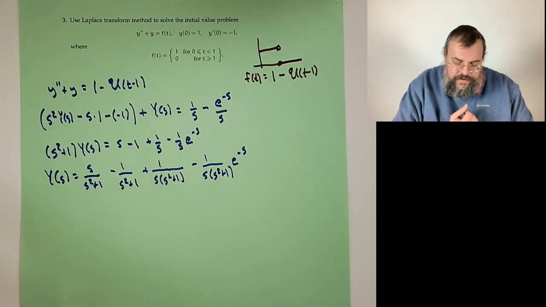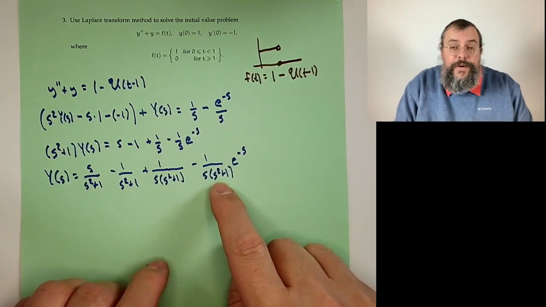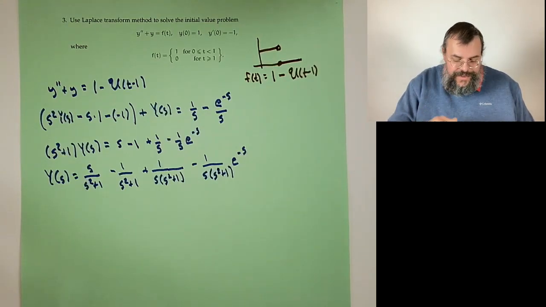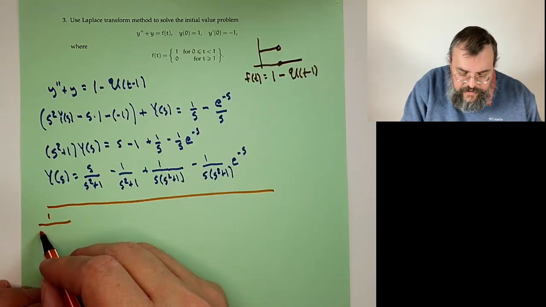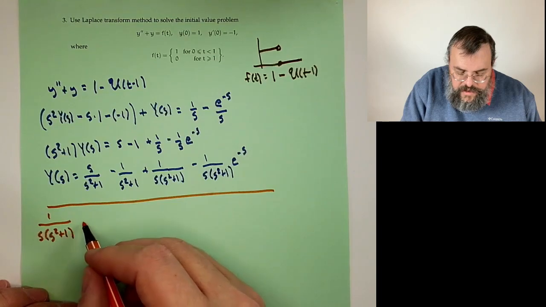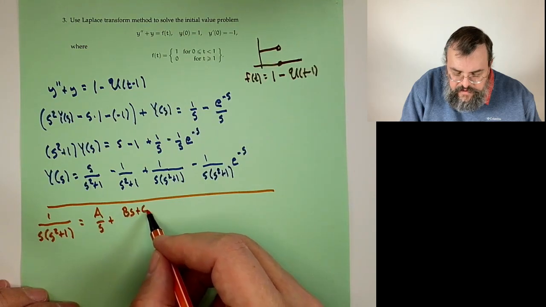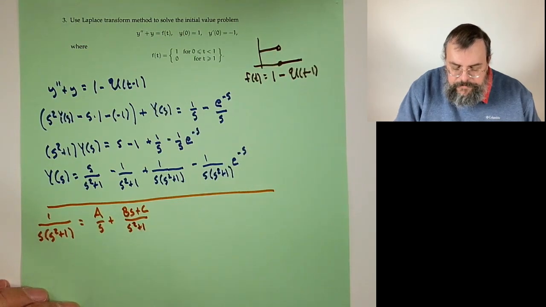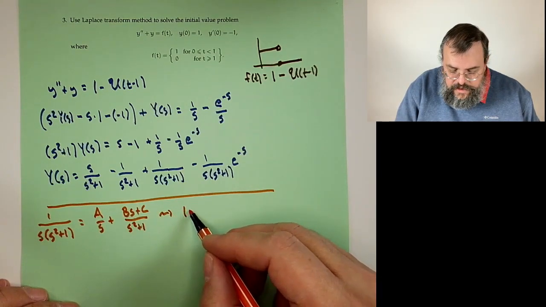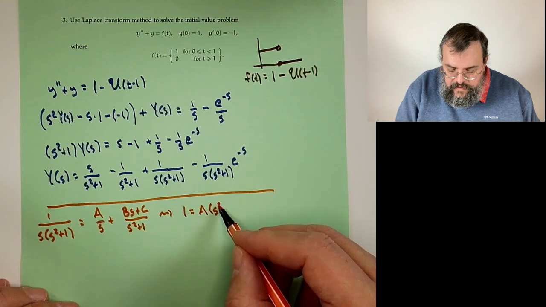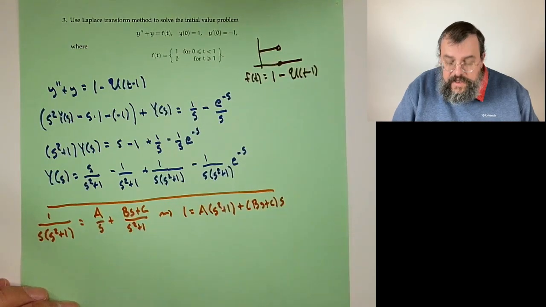But we have other pieces that we have to figure out. In particular, they're both the same, so we only have to do partial fractions once. All right, so detour. 1 over s times (s squared + 1) is A over s plus (Bs + C) over (s squared + 1). Clear out our denominators, and we get 1 is equal to A times (s squared + 1) plus (Bs + C) times s.